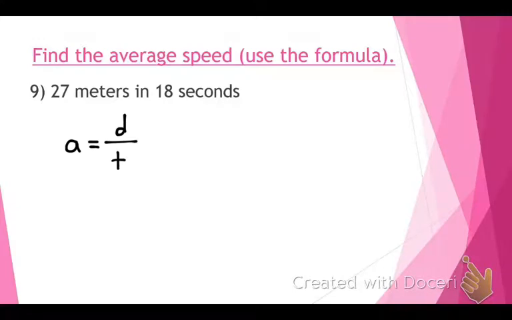Okay, so what's my distance, guys? 27 meters. And what's my time? 18 seconds. Now, if you remember, when you're trying to find the average speed, your goal is to have what number in the denominator? You want to have a 1. How could I possibly turn 18 seconds into a 1? You have to divide it by itself. So what is 18 divided by 18? 1. Okay, so that's exactly what I want to do.